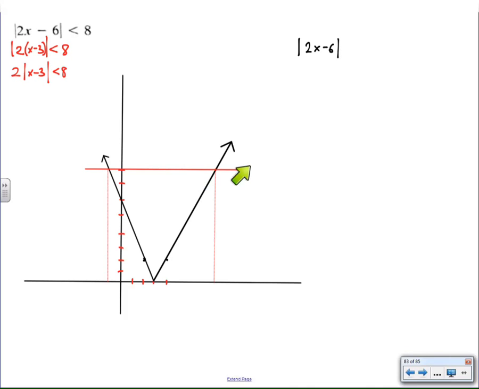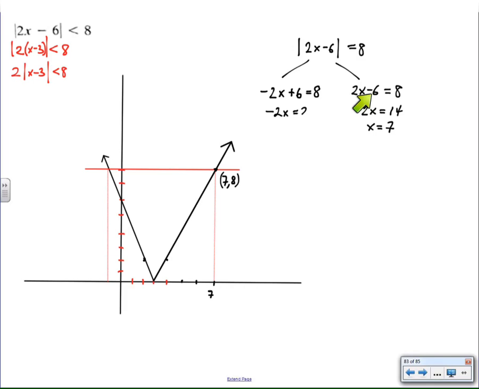Here we have the line y equals 8, and we can see intersections probably here at -1, probably over here at 7 or something like that. We'll see. So we can algebraically break up the absolute value into two parts. One of them where what's inside the absolute value, we just leave it alone, solve the equation, and we get x equals 7. And the other where we take the opposite of the 2x, the opposite of the -6, and we solve the equation that way, and we get x equals -1. So we can see those numbers matching what we found on our graph.